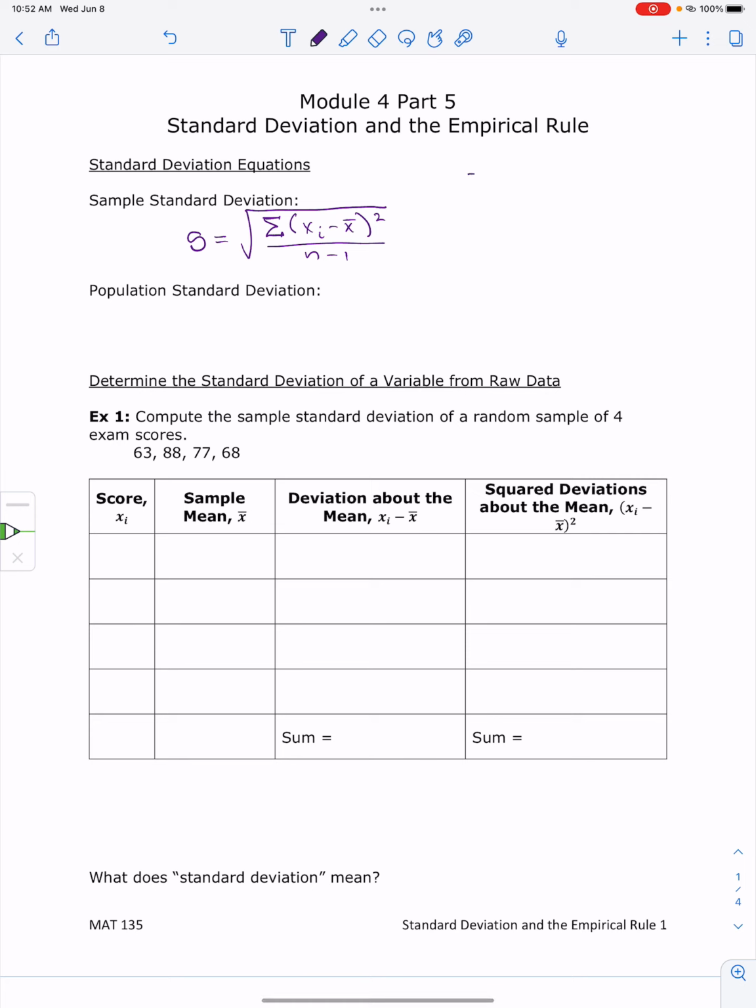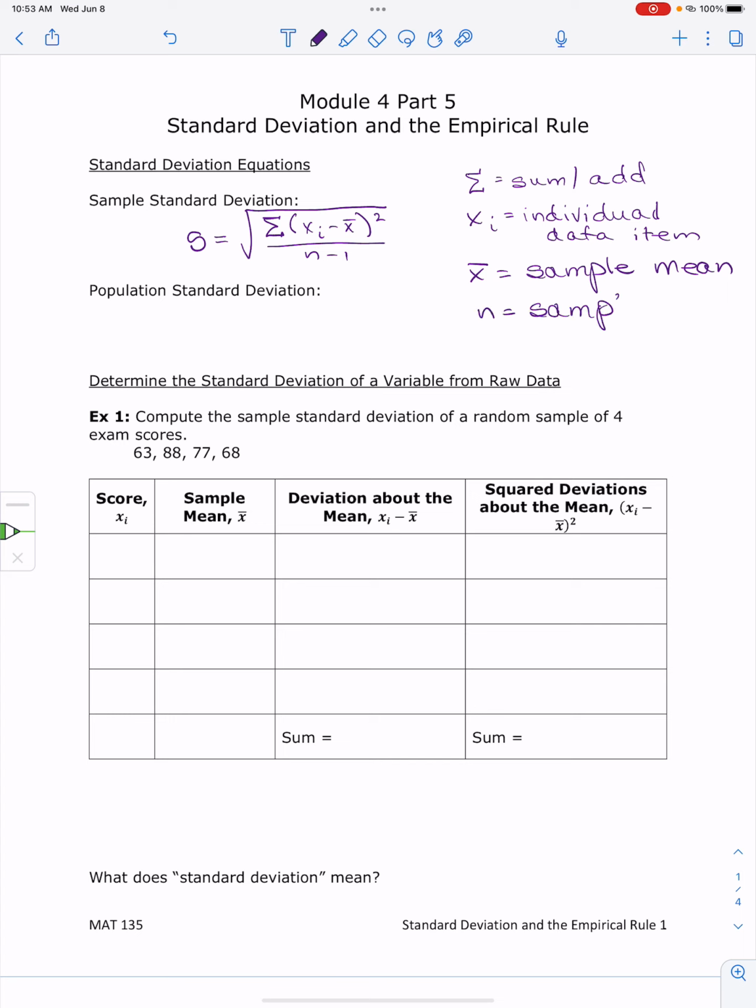Remember that sigma means sum. It just means we're adding a whole bunch of things together. The x sub i is an individual data item. Our x bar is the mean of the sample, so it's the average of those x sub i's. Our n is our sample size.